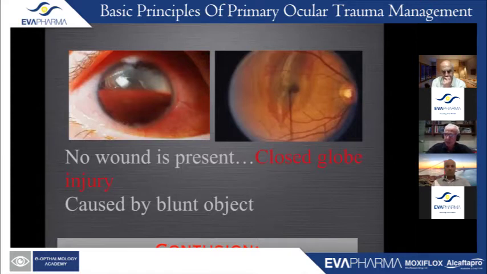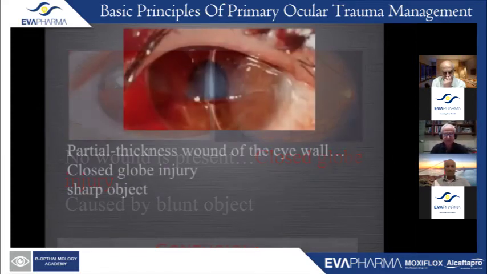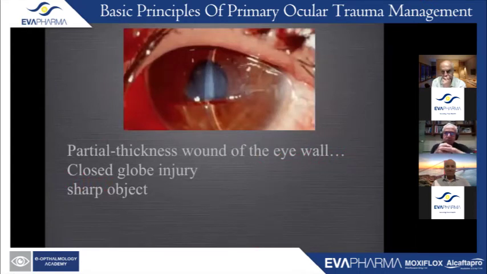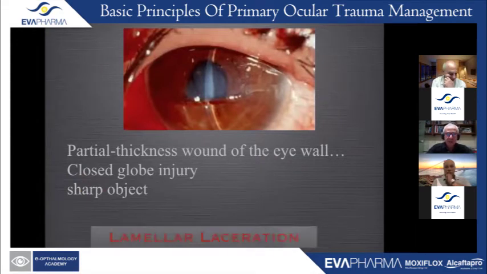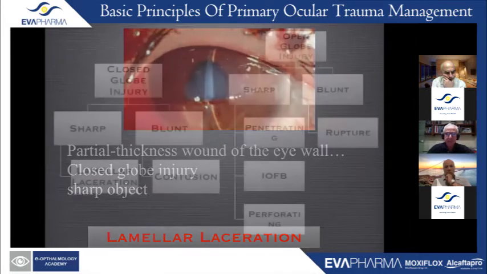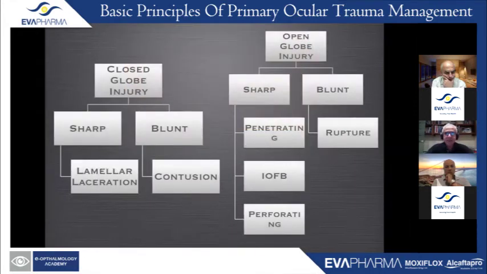If you have a partial thickness wound of the eye wall, still the eye is closed, and we have a closed globe injury, and we call that a lamellar laceration. This lamellar laceration can take place either in the cornea or in the sclera. And this is more or less a summary.